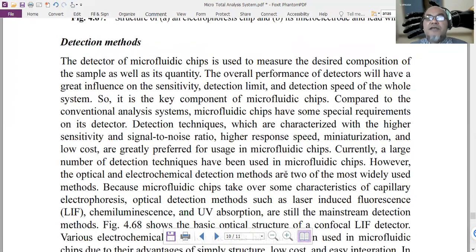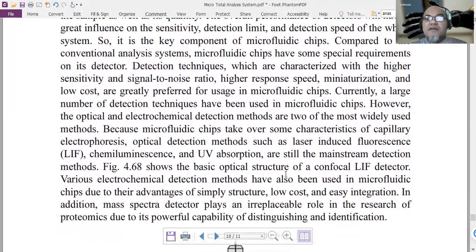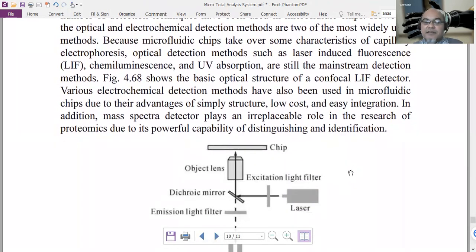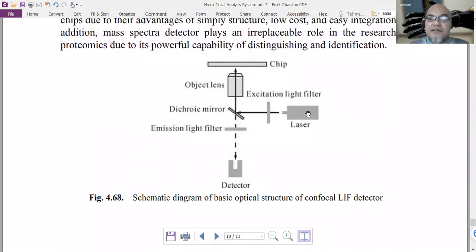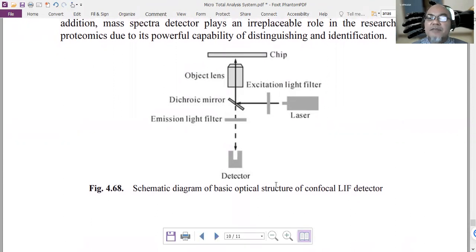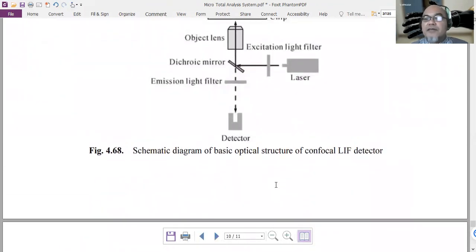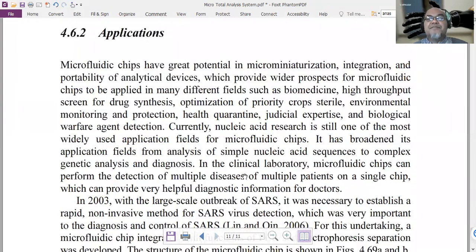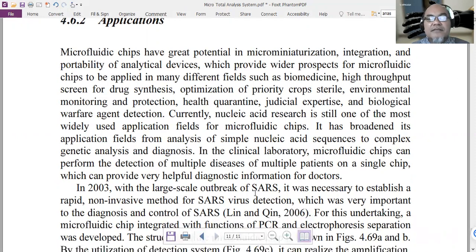The detection methods in a microfluidic device can be many different ways. It can be as simple as colorimetric analysis, using a light and then a detector, like this. It can also use electrodes embedded into the channel to detect different substances using ion selective electrodes or other chemical sensor applications. So the applications of this are many.